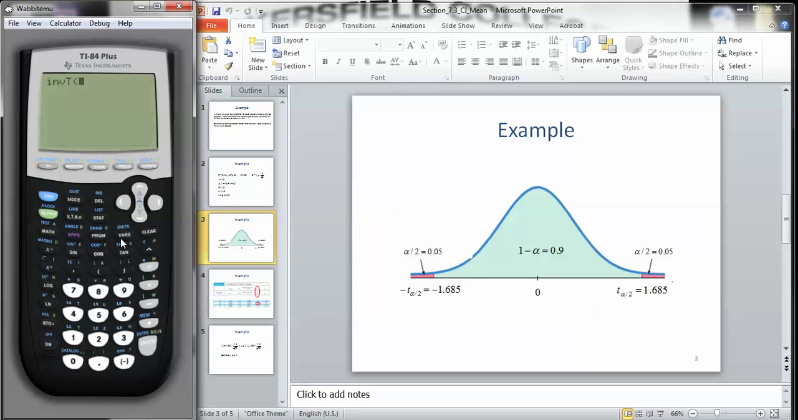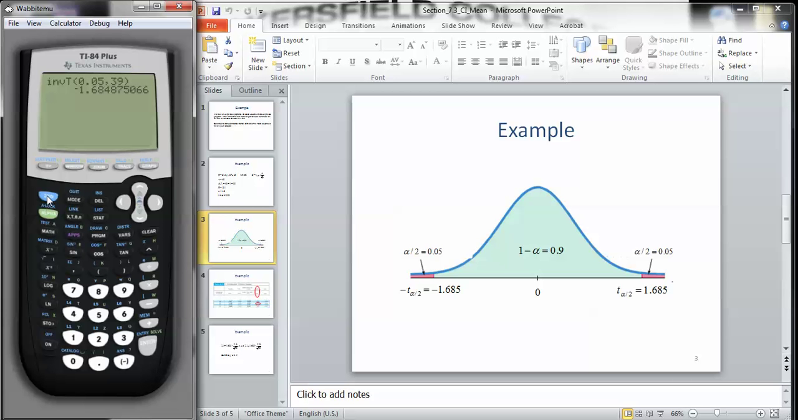Okay, so similar to INV norm, we first input the cumulative probability from the left. So say I want to find the left-hand side t-score. So I put 0.05. Then the next thing I need to put is the degrees of freedom. So in this case it's 39. Okay, usually it takes a couple seconds to calculate it. Alright, so here's the t-score on the left-hand side, so negative 1.685 if I round it to 3 decimals.